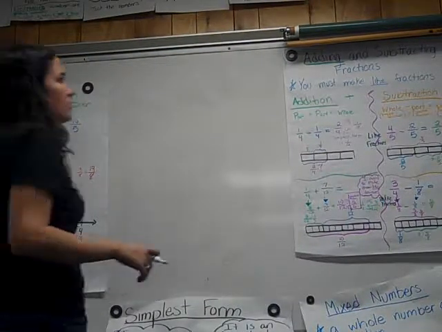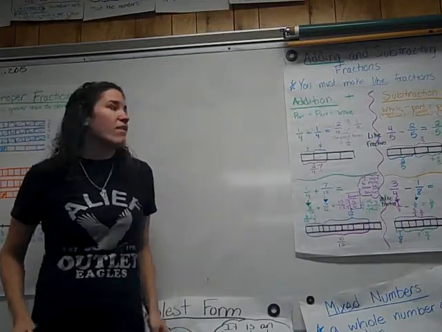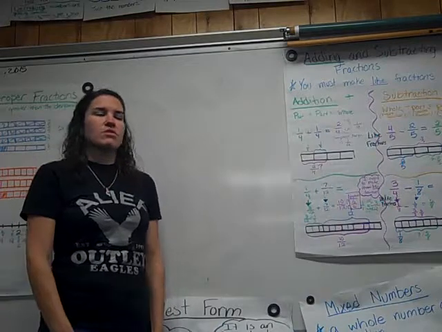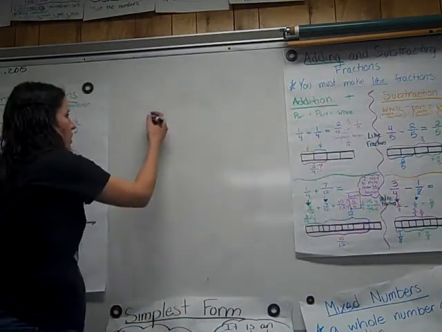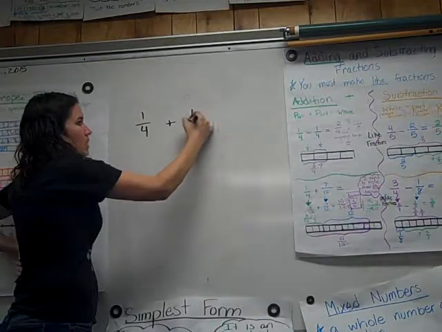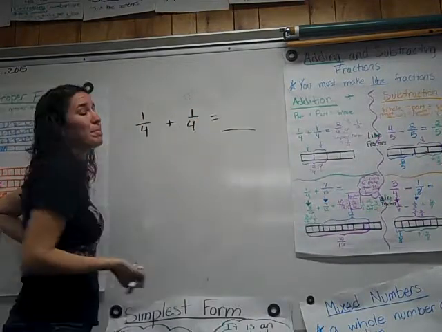This time I'm showing you how to add and subtract fractions. So we're going to start with adding like fractions, which is fairly simple for our students because the denominators are the same. So our like fractions that we could add would be 1/4 plus 1/4 equals blank.